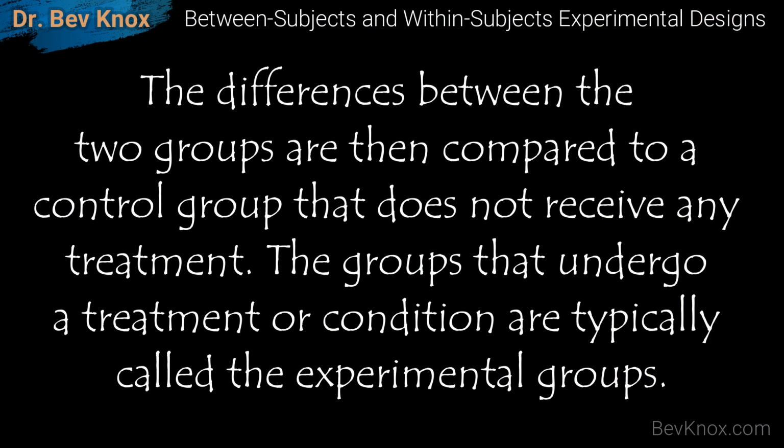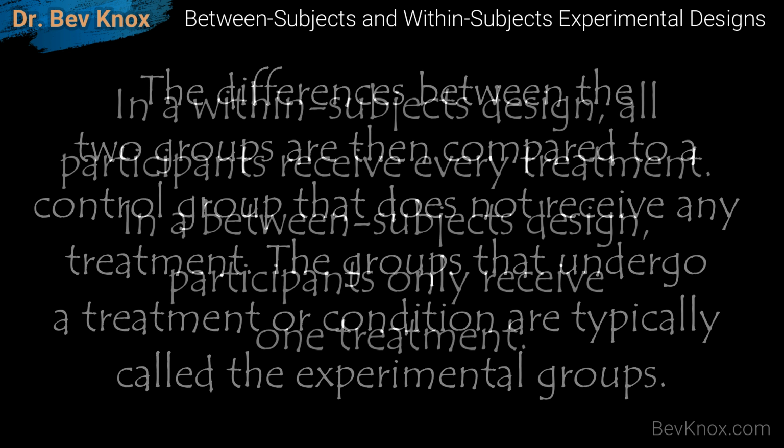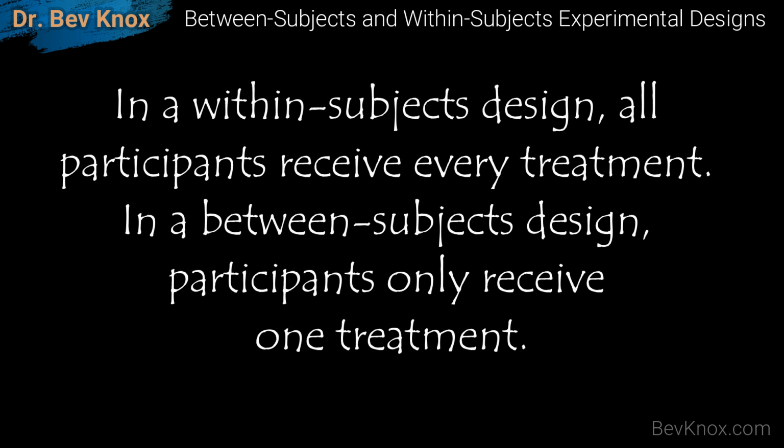Now, the differences between the two groups are when compared to a control group that does not receive any treatment. The group that undergoes a treatment or condition is typically called the experimental group. To recap, in a within subjects design, all participants receive every treatment. In a between subjects design, participants only receive one treatment.